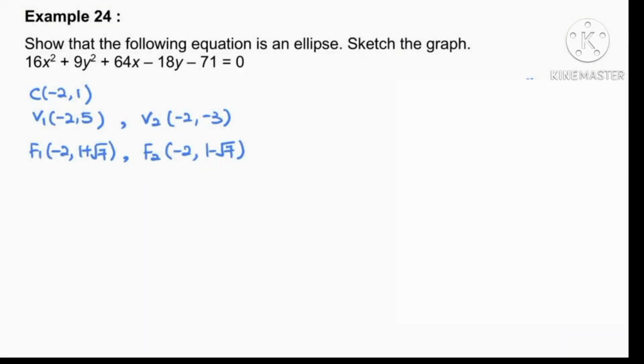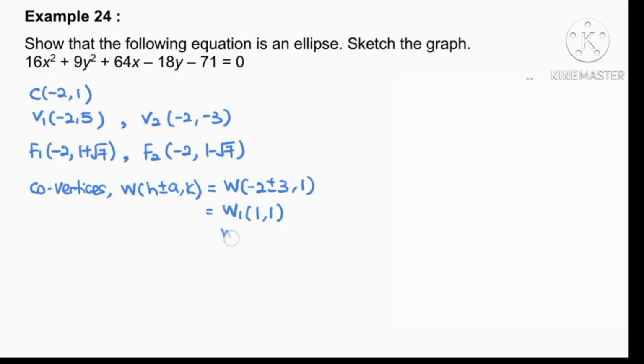Before we start to sketch the graph, let us find the co-vertices. We let them be w, which is h plus or minus a, k. So here we have w, negative 2 plus or minus 3, 1. There are two coordinates here. The first coordinate is w1. We have negative 2 plus 3 is 1, 1. And the second coordinate is w2. Negative 2 minus 3 is negative 5, 1.